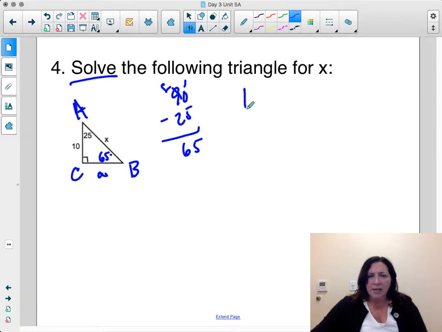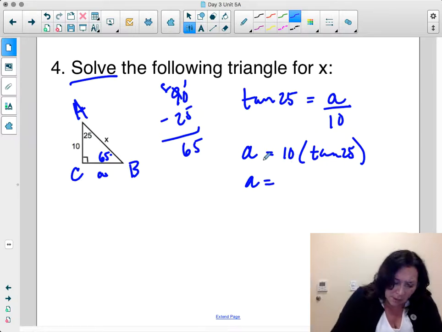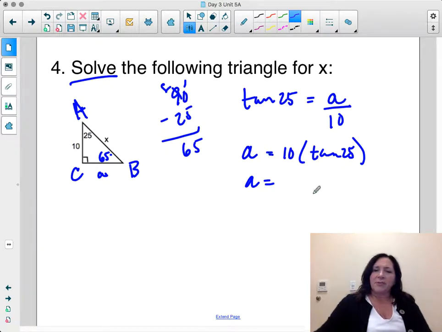So I'm going to go tangent of 25 is equal to opposite over adjacent. So little a is going to be 10 times tangent of 25 degrees. I have to work that out. Tangent of 25 times 10. 4.7. So this is about 4.7. So that's this value here.